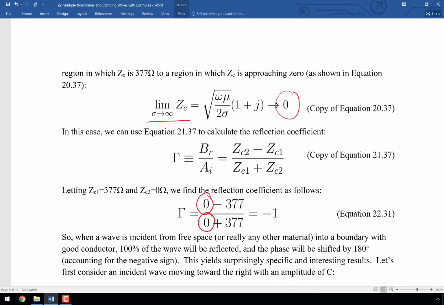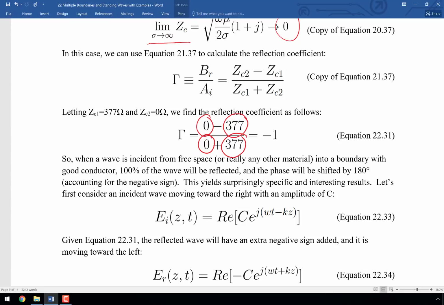And then free space, which is region 1, is going to have a characteristic impedance of 377 ohms. And the negative sign in the numerator means that that's going to end up being a negative 1. So 100% of the wave is going to be reflected, but it's also going to be inverted. We're going to find that the phase of the reflected wave is going to be out of phase with the incoming wave, or the incident wave, by 180 degrees. So the 180 degrees difference is going to come from that negative sign right there.